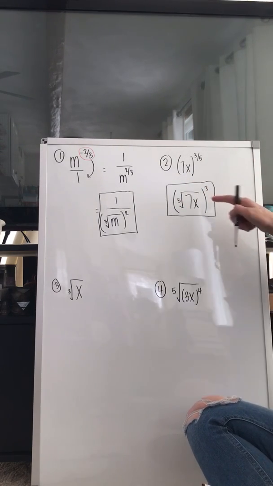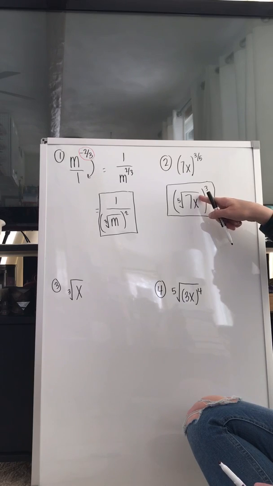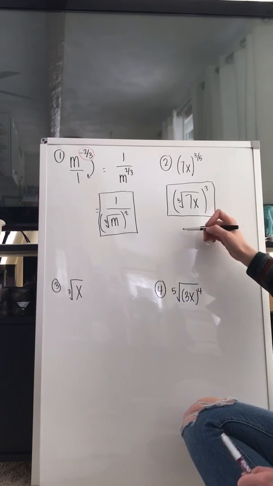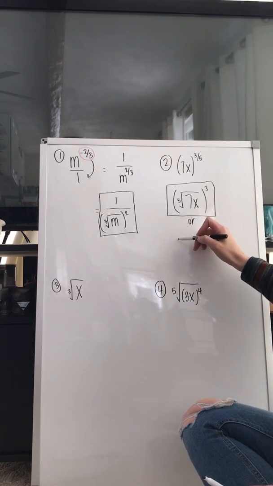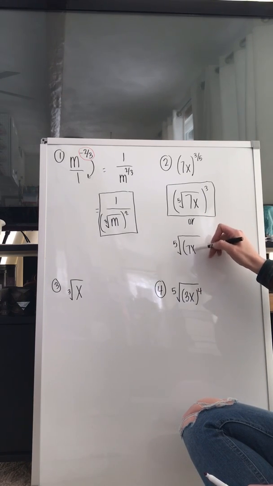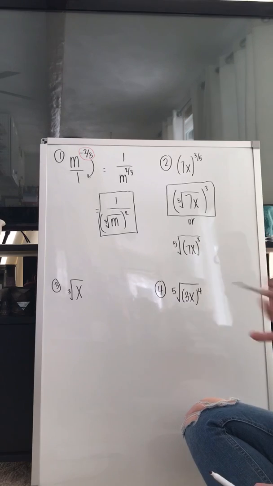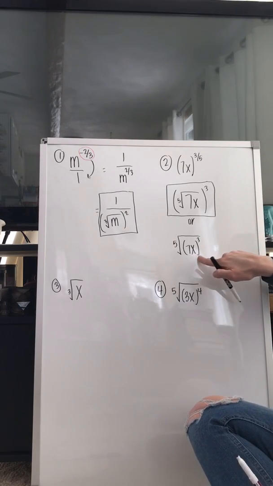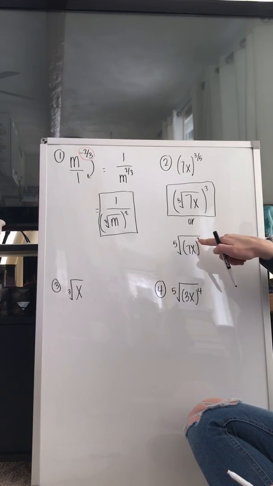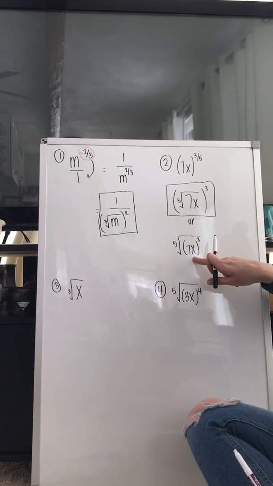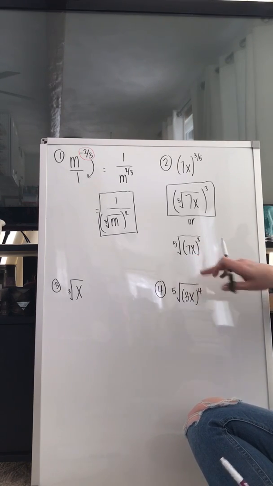There are other people that like to put the 3 on the inside of the radical. That's fine too. But if you write it that way, make sure that you're putting the 5th root of 7x as a quantity raised to the power of 3. Because if you don't put the parentheses here and you just put the 3 right there, that's just telling you that the x is going to be cubed, but the whole thing of 7x is cubed.